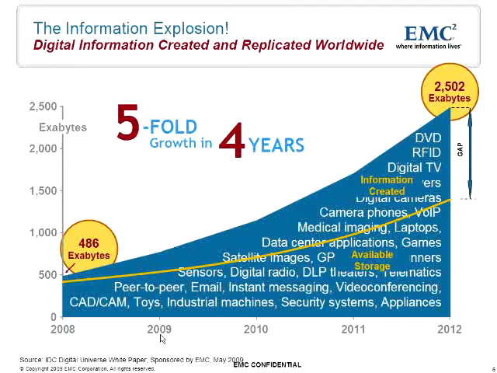So in 2008, 486 exabytes of digital information. And they project by the year 2012, 2,500 exabytes. So five-fold growth in the next, well, 4 years. Now we're talking about 3 years, right? A nice way to look at this is they say the digital universe doubles every 18 months. That's another way to gauge this.